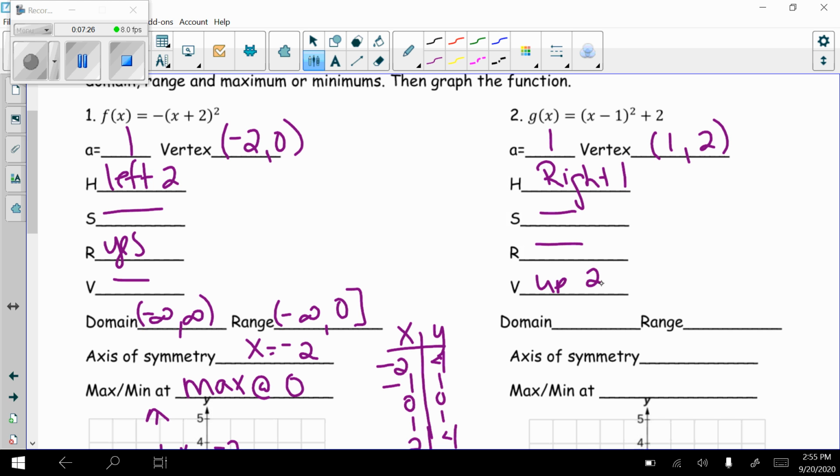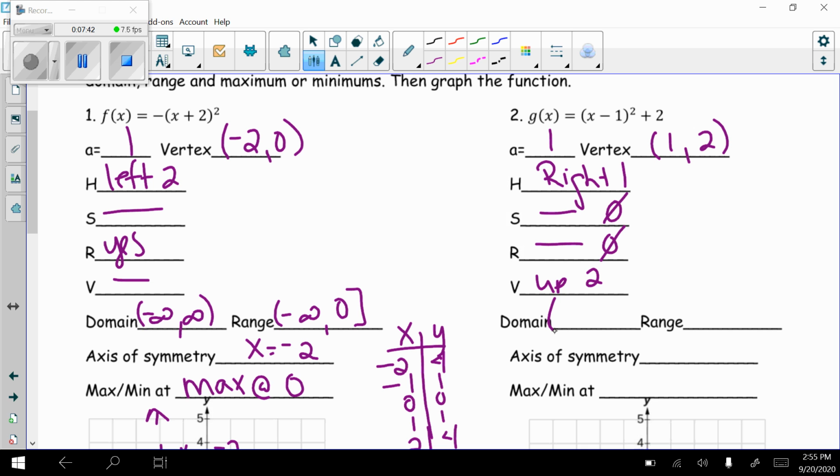Remember, when you're filling out your HSRV, you have to tell me if there's not one, like the S or the R. You can't just leave it blank, or else I think that you're not sure what it is. So you have to show me in some way that you know that there is not one.